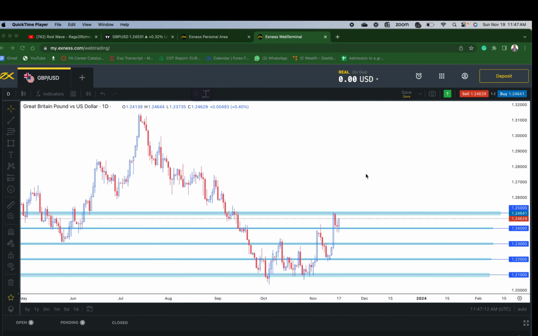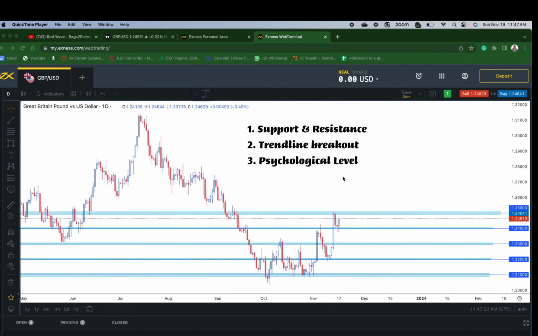So this is how I was able to catch the move I'm telling you guys about. I was able to catch 130 pips on GBPUSD with my simple support and resistance, trend line, and psychological levels strategy, right? You have to keep it very simple, right? One thing about trading, you don't have to make trading very complex, as I earlier said, right? So let's go straight into the video, right?